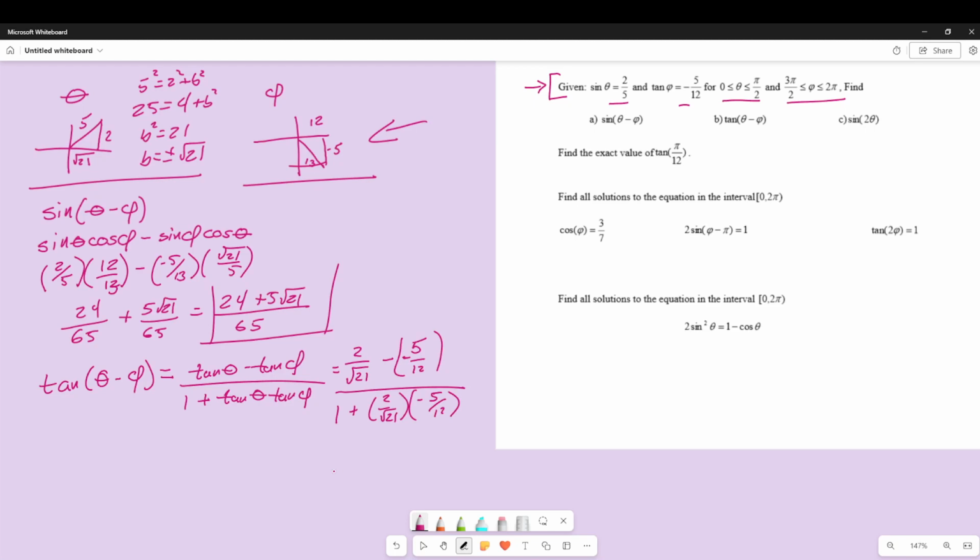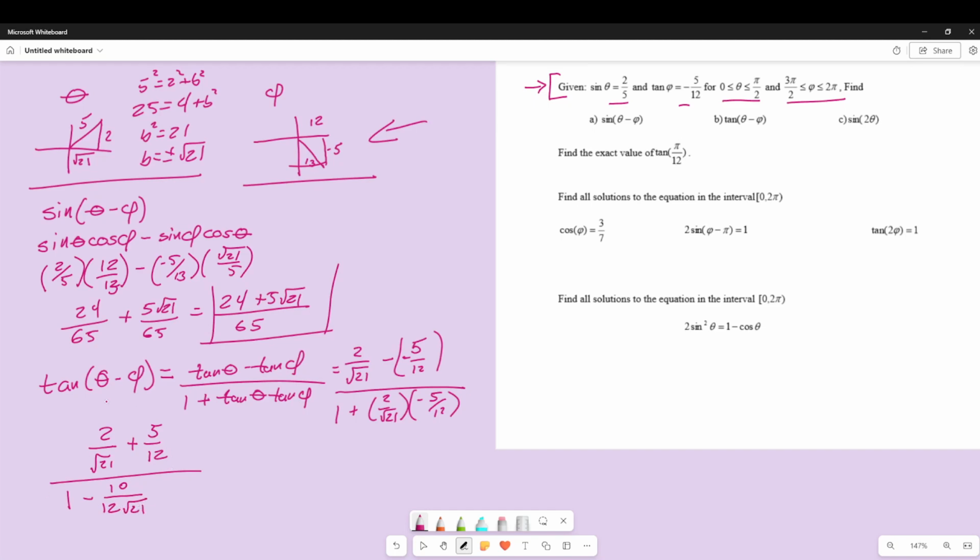And then the key is cleaning this up. It can be a little bit ugly to clean up tangent formulas just because there's more going on in them. I am going to change that to a positive, and then 1 minus because of this negative here. I'm actually going to go ahead and turn that into 10 over 12 times the square root of 21.